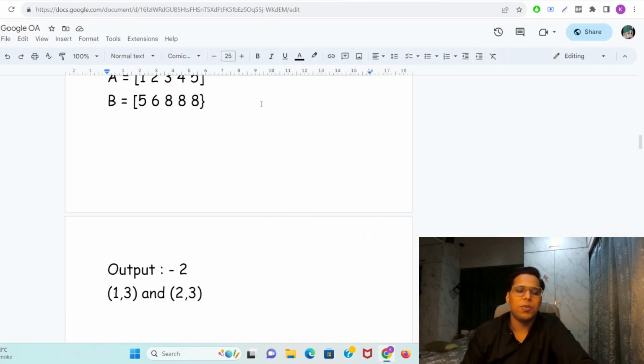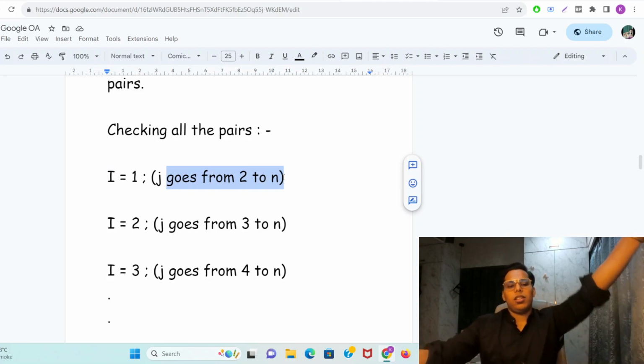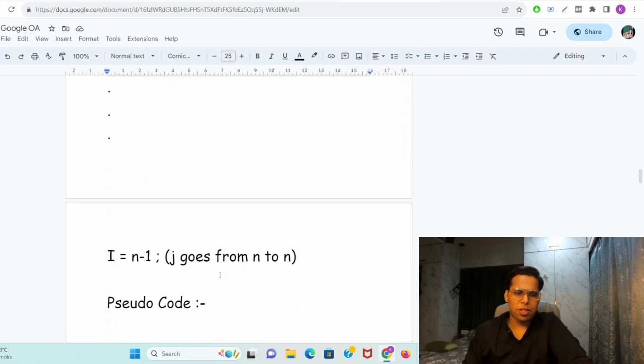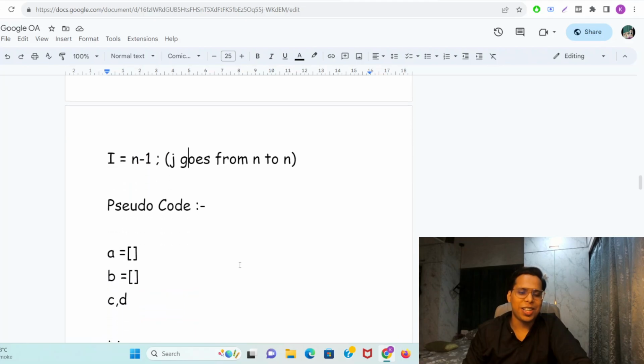So let's go towards the brute force code. How are we doing? See, guys, checking all the pairs. You keep i as 1 and your j goes from 2 to n. You keep your i as 2 and your j goes from 3 to n. You keep your i as 3 and your j goes from 4 to n. Similarly, guys, you keep your i as n minus 1 and your j goes from n to n.